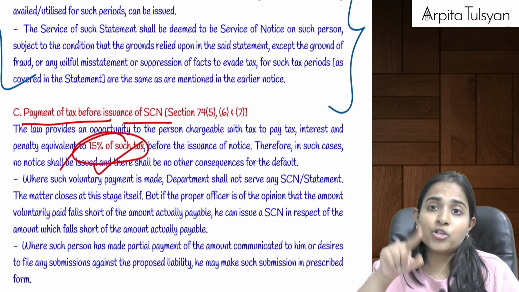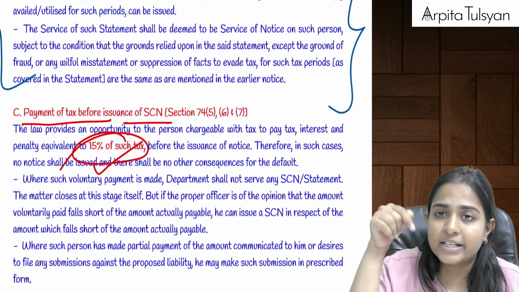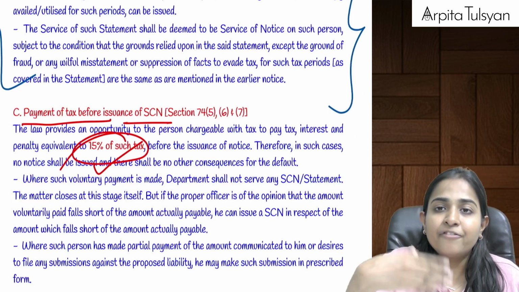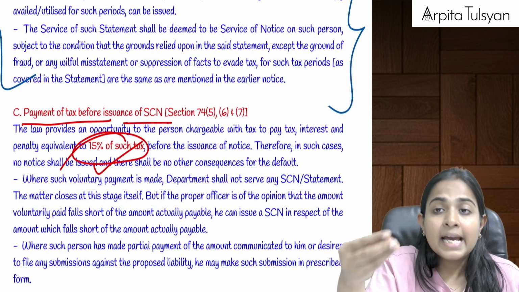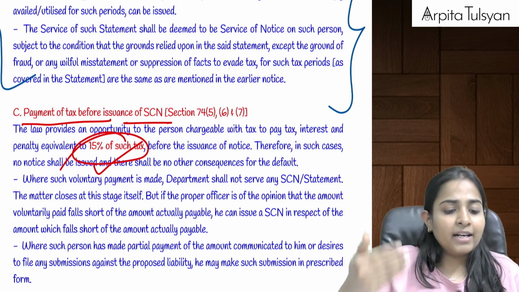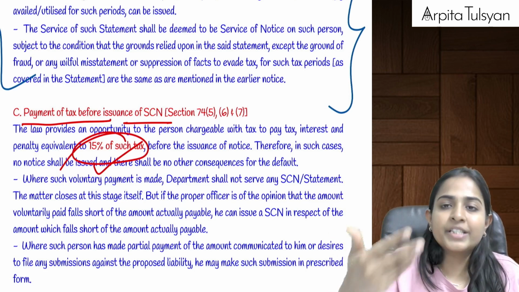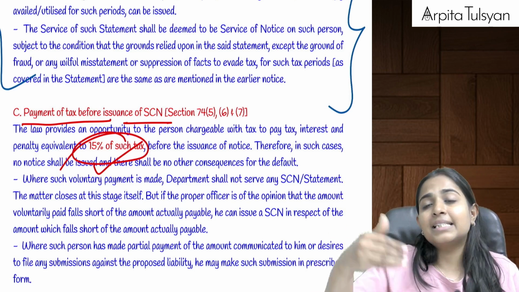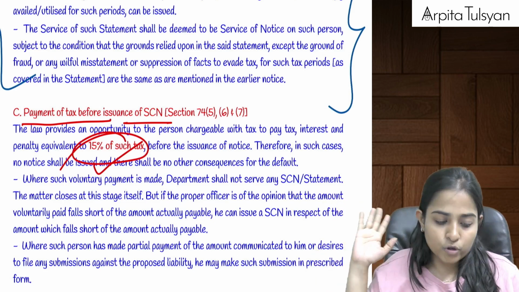Okay, the same shortcut which was available in Section 74 is available here also. That is, if the notice is issued for multiple years, even if the department has given the detailed grounds for 1 year, then for other years it can simply issue a statement containing the amount, and such a statement will be deemed to be the show cause notice.